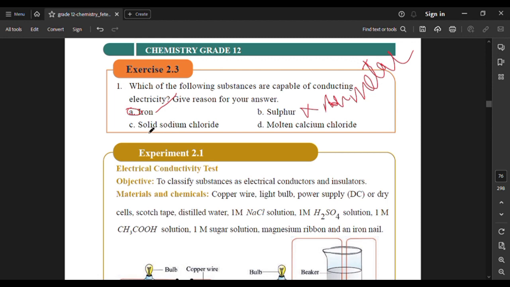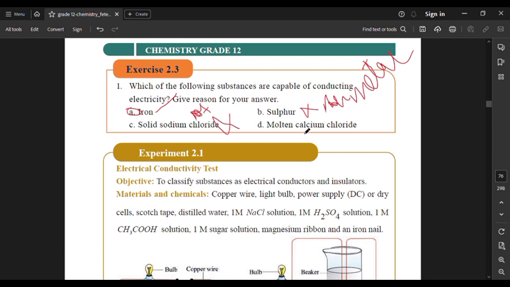And the other one is solid sodium chloride. Solid sodium chloride does not conduct electricity, because it is only when it is dissolved or melted that the ions of sodium chloride become what? Mobile and capable of carrying electric charge. In the solid state, sodium chloride does not conduct electricity.